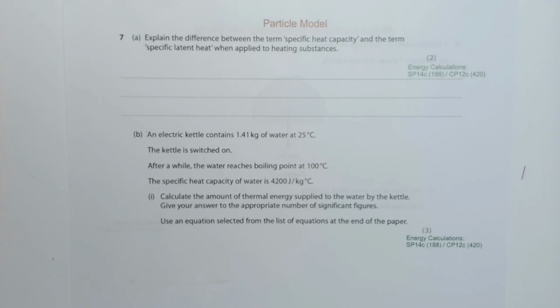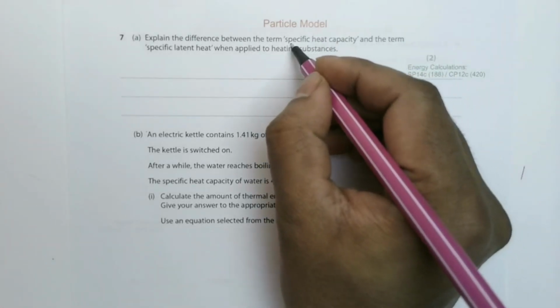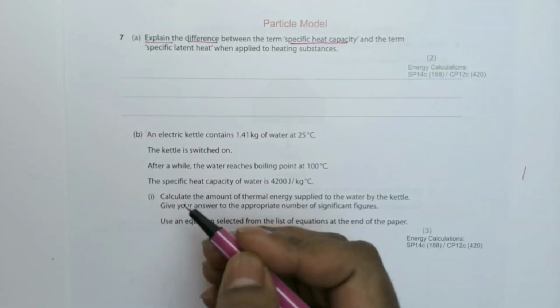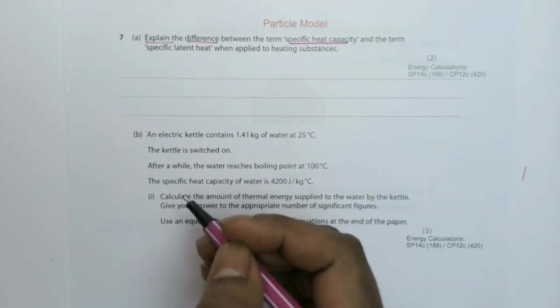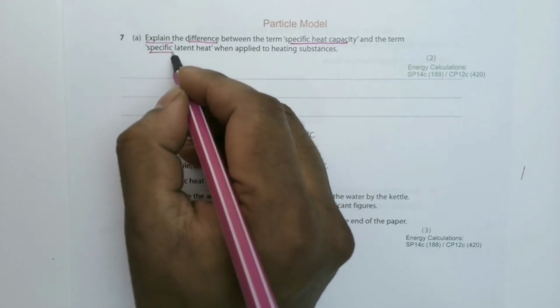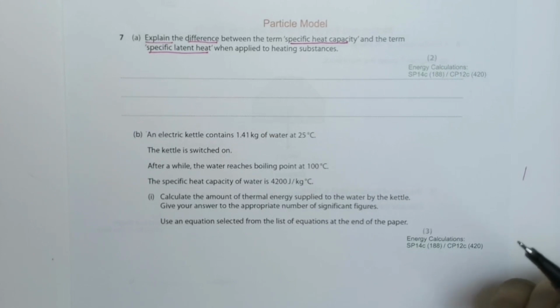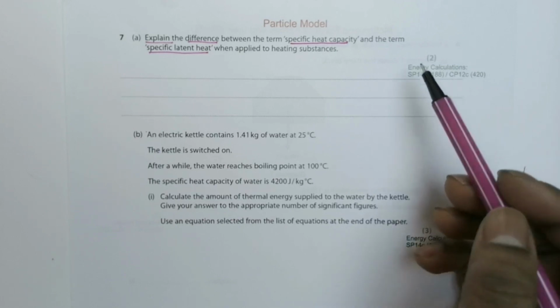So question 7 part A: explain the difference between the term specific heat capacity and the term specific latent heat when applied to heating substances. So they want you to identify the difference between specific heat capacity and specific latent heat. It's 2 marks. You can define what is specific heat capacity and what is specific latent heat, and you'll still get the same 2 marks.